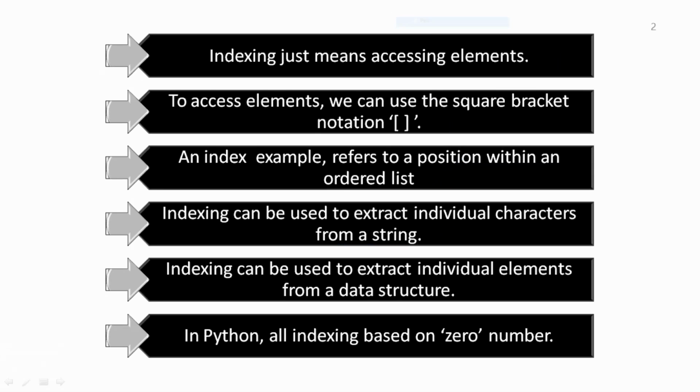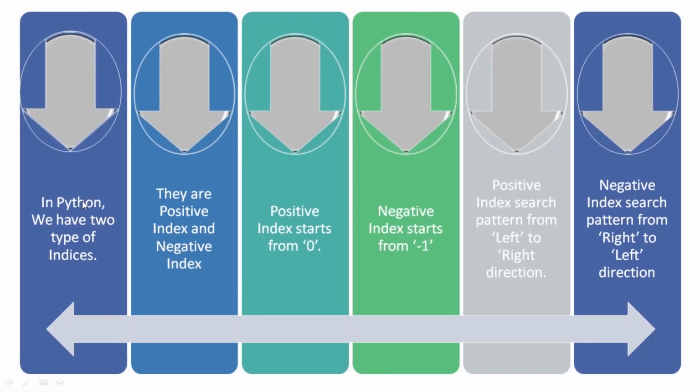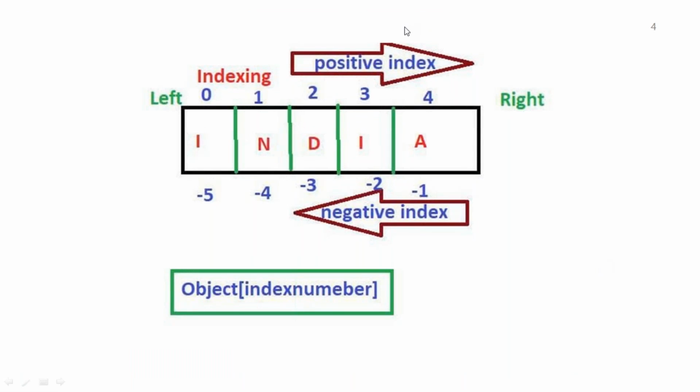Now understand. We have two important index types: positive index and negative index. Okay, so positive index and negative index. For positive index it starts from 0, and for negative index it starts from -1. When we talk about the positive index, the search pattern is from left to right direction. The negative index search pattern will be from right to left direction. If you observe this example, then you can get to know whatever we have discussed.